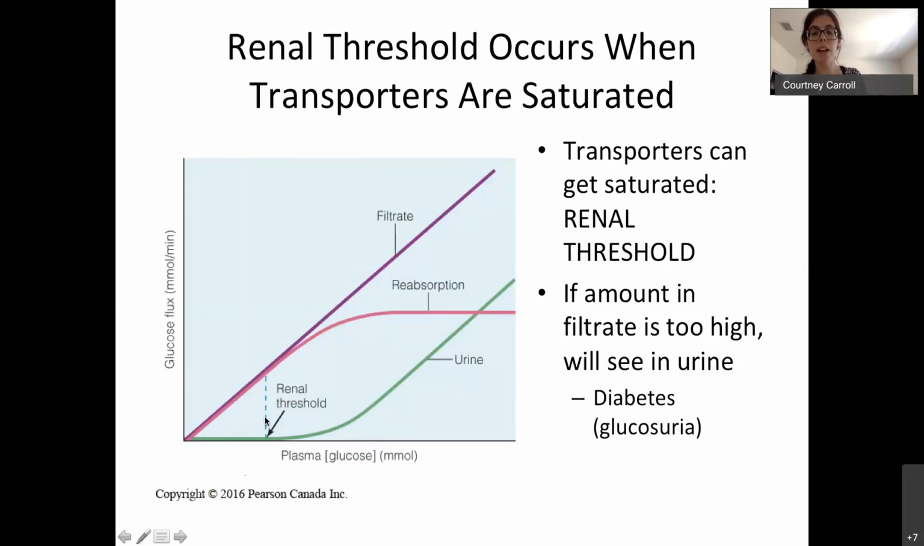So if your plasma concentration gets to be too high, all of a sudden you can't reabsorb anymore. You've reached your renal threshold. All of those transporters for glucose are saturated. They're busy. They can't do any more work. And so you're going to see some appear in the filtrate and then eventually appear in the urine. And this is what happens in people who have diabetes. One of the main side effects of diabetes, or ways you can tell, is glucosuria, so glucose in the urine. That's because all of the glucose transporters are saturated.